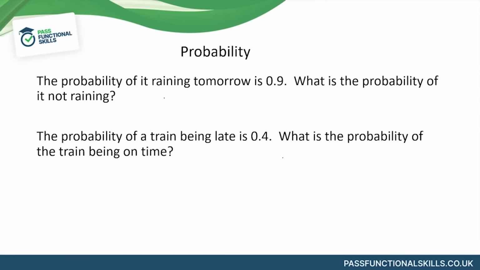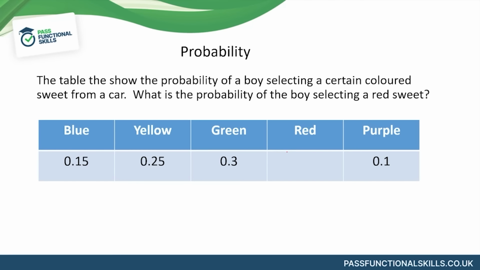With probability, we need to remember that the probabilities always add up to 1. So when there are only 2 options, for example in question 1, tomorrow there are 2 things that could happen. It could rain or it could not rain. So if the probability of it raining is 0.9, then the probability of it not raining is 1 minus 0.9, so 0.1. In the second example, the train is either going to be late or on time. So if the probability of it being late is 0.4, then on time is 1 take away 0.4, so 0.6.